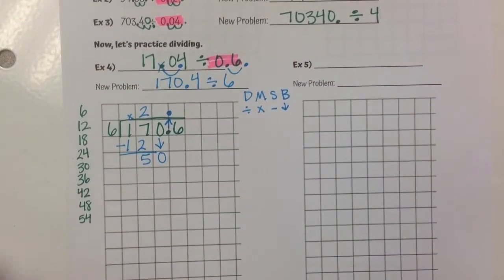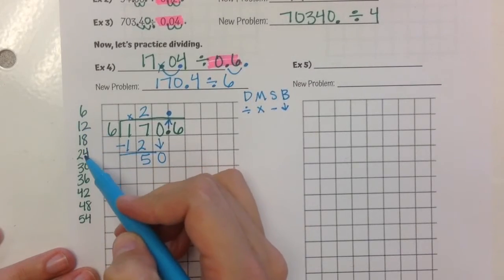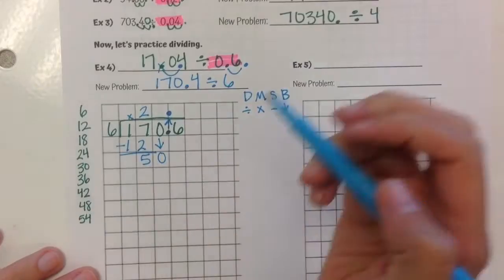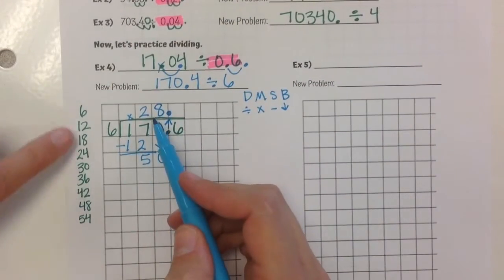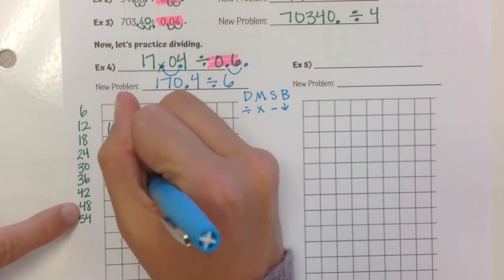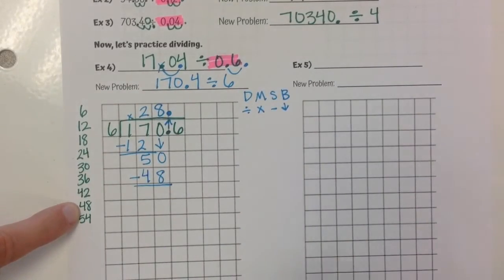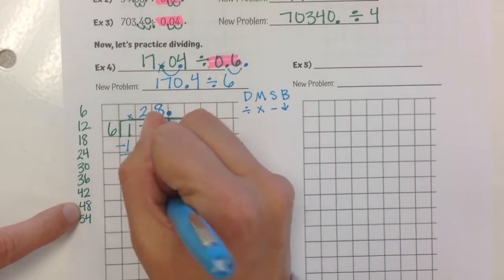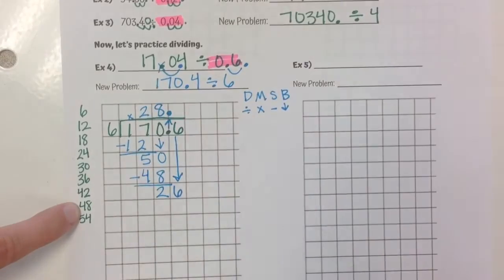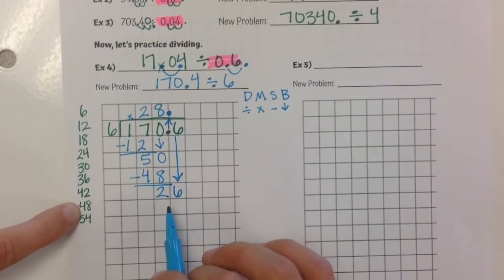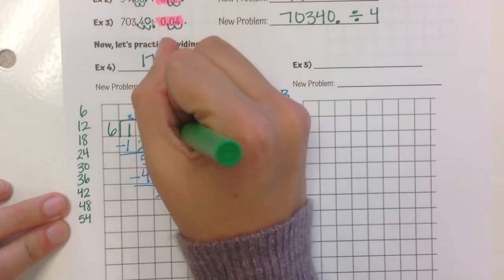Divide. 6 goes into 50 eight times. Multiply. 6 times 8 gives you 48. Subtract. 50 minus 48 is 2. Last step, bring down. 6 goes in. Oh, I wrote a 6 here when this should have been a 4. Sorry about that.